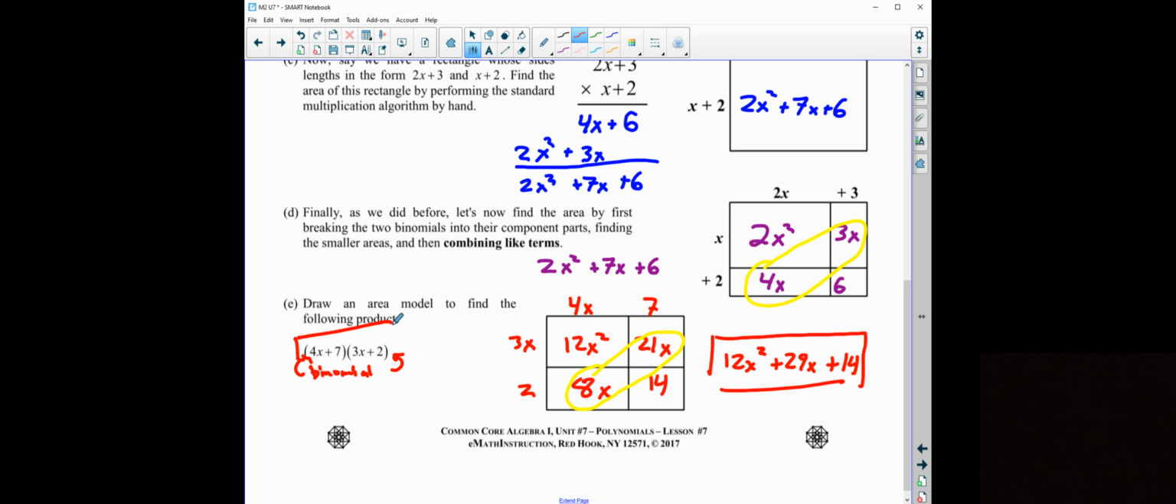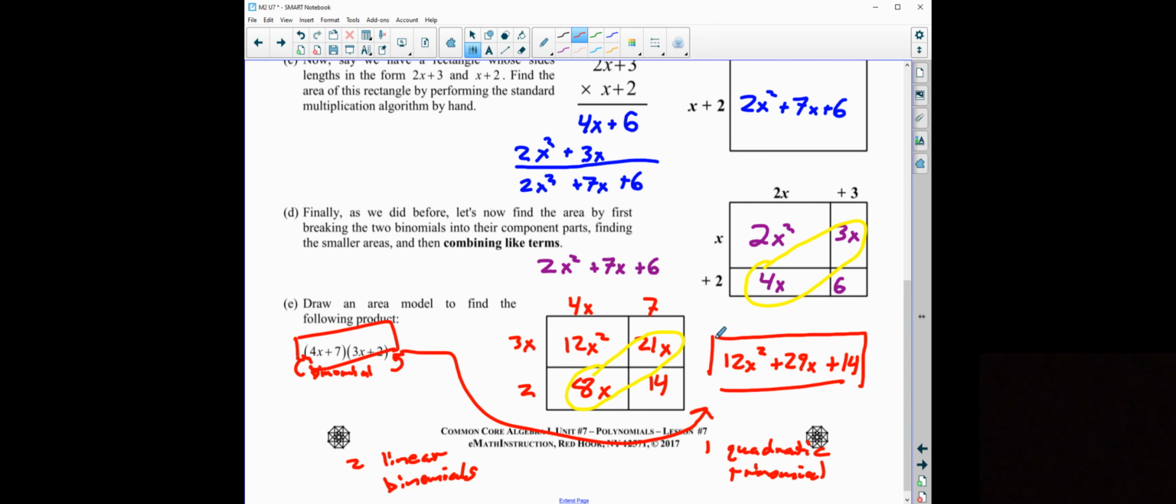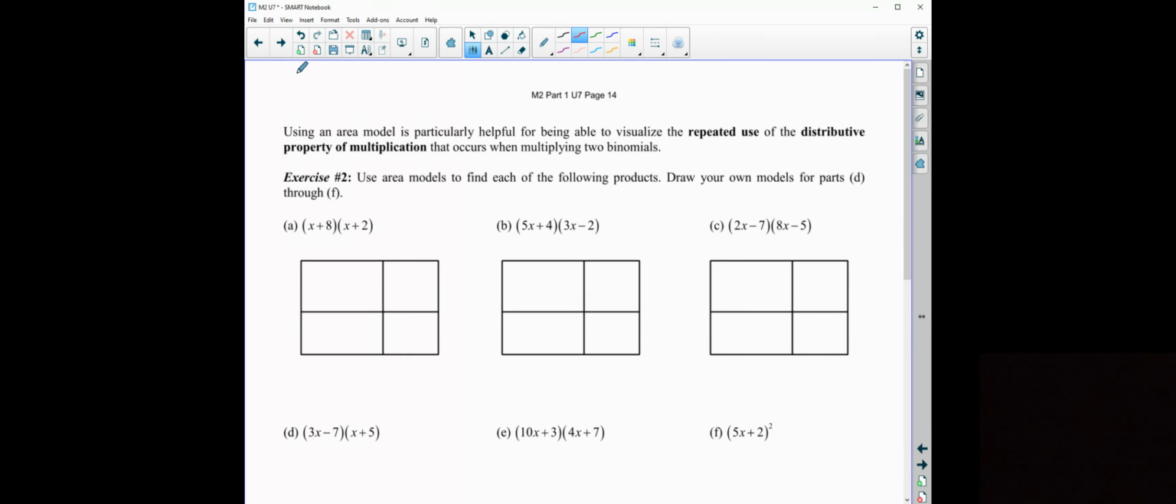This is what we started with. It was two binomials multiplied together. That became this. These are actually linear binomials, and we're going to see this a lot. Two linear binomials multiplied became one quadratic trinomial. To go back to using some of our vocabulary. Okay, let's try some other ones on the next page.